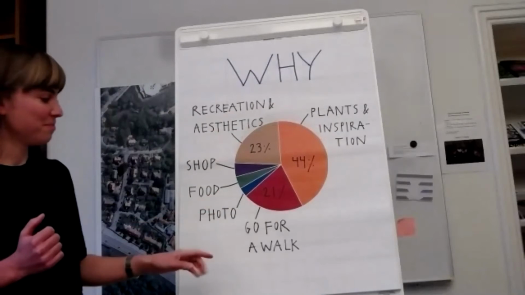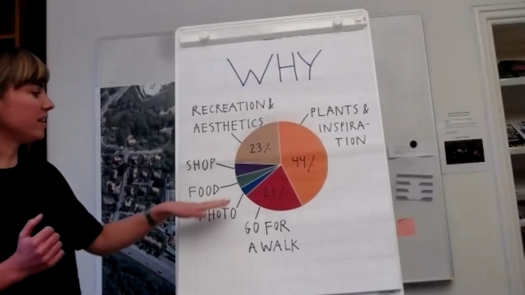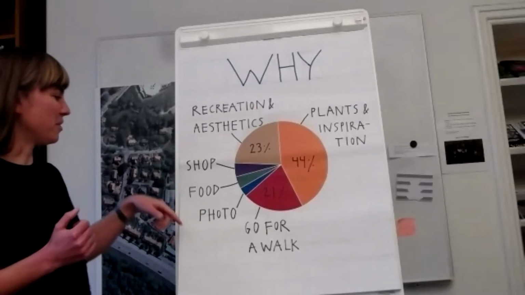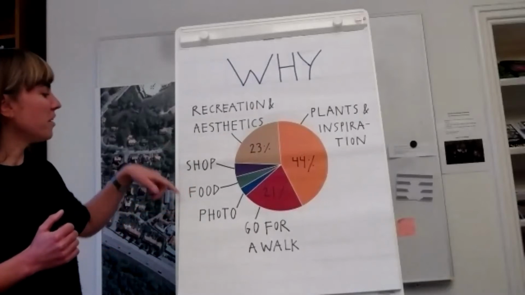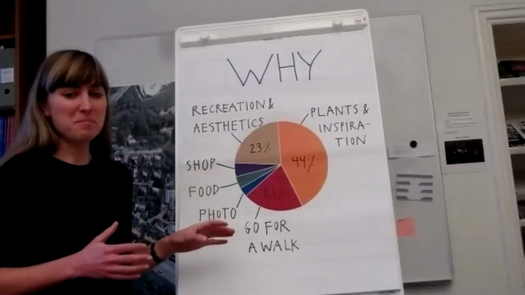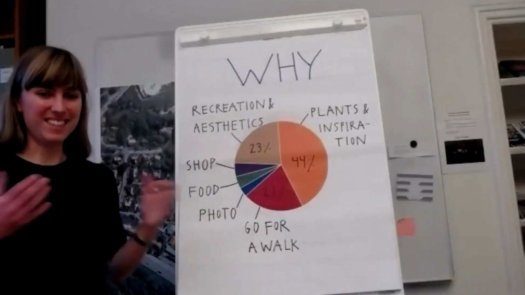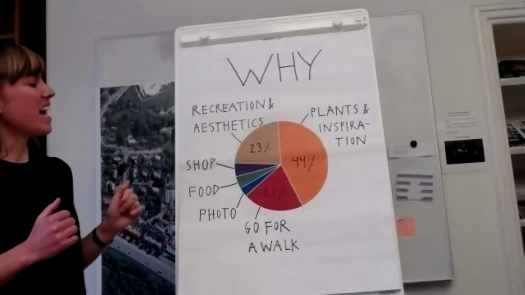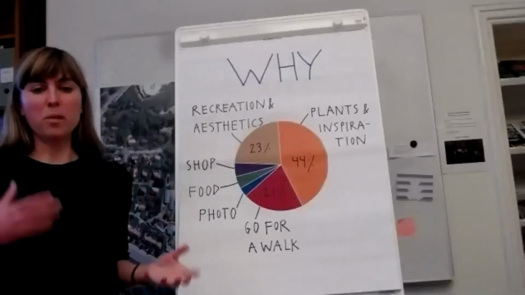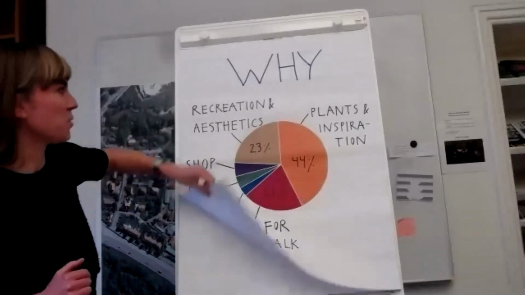21% come here because they want to go for a walk. And then a few percent said that they either want to take photos, they want to have some food in their restaurant, or they want to go to the shop. So what we can see from this is that many people, they want to see plants, which of course is positive since this is a botanical garden. And we can also see that many people, they want to take a walk on their own in some way. And then the second question.